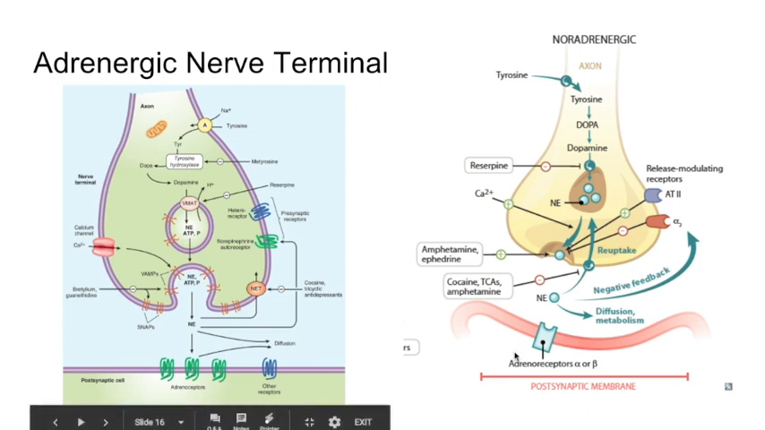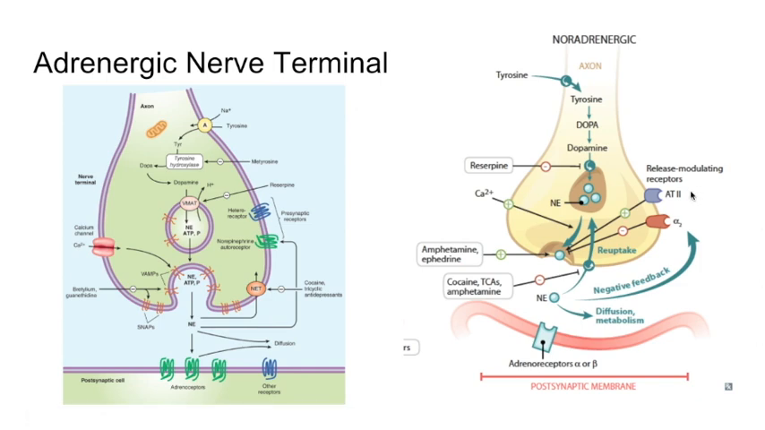One of the things I wanted to point out, so we have the alpha and beta receptors on the postsynaptic nerve. Just really need to remember that the alpha 2, though, is actually a presynaptic receptor, and that becomes extremely important later on. We have some agents that act as reuptake inhibitors. You'll hear that term quite a bit. Those include cocaine, tricyclic antidepressants, and amphetamines. There are also agents that can increase the actual release of the norepinephrine, like amphetamine and ephedrine.